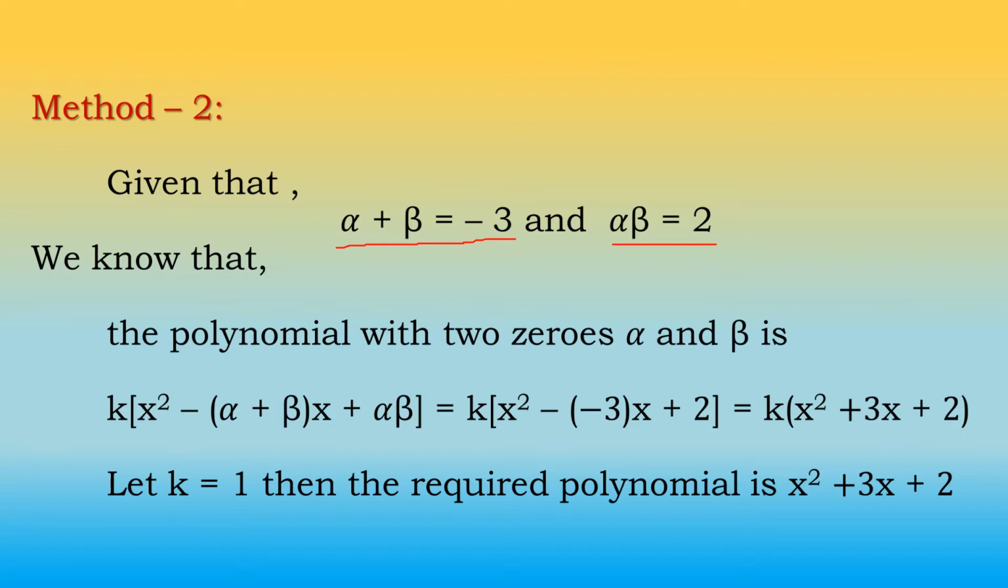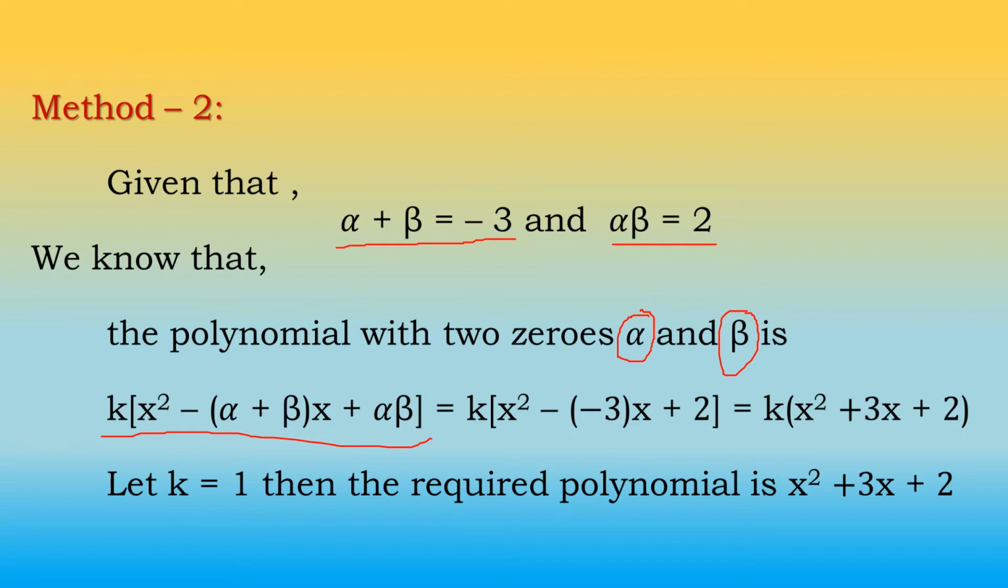For that, we have a formula. The polynomial with two zeros alpha and beta: whenever we know the zeros of a polynomial, this is the formula for finding a quadratic polynomial. What is the formula? k into x square minus of alpha plus beta into x plus alpha into beta. This is the formula for finding a quadratic polynomial.